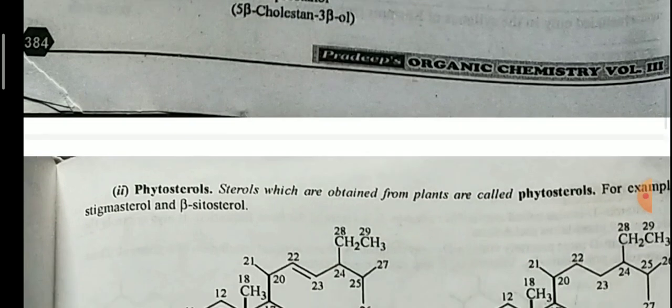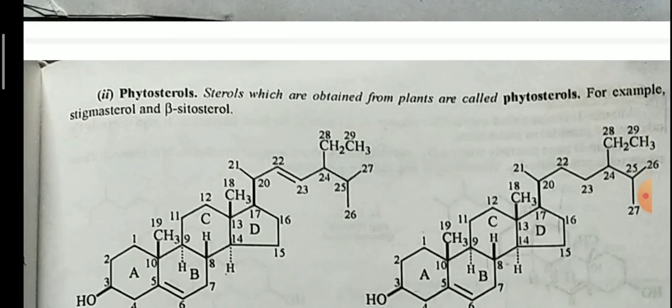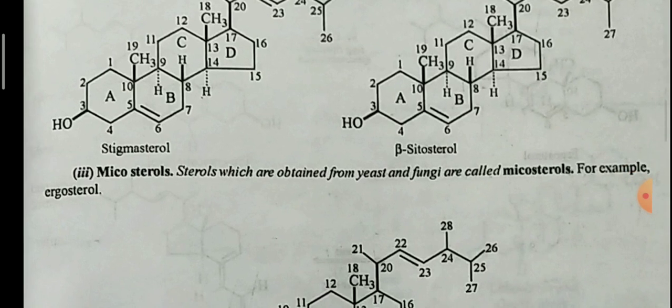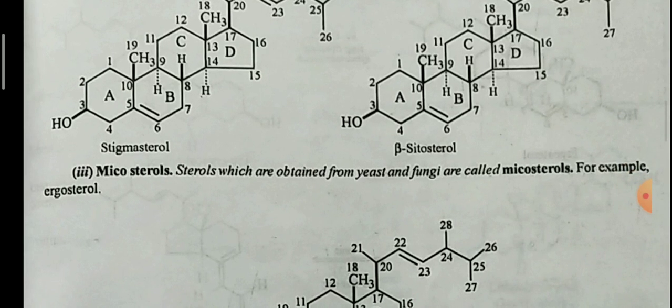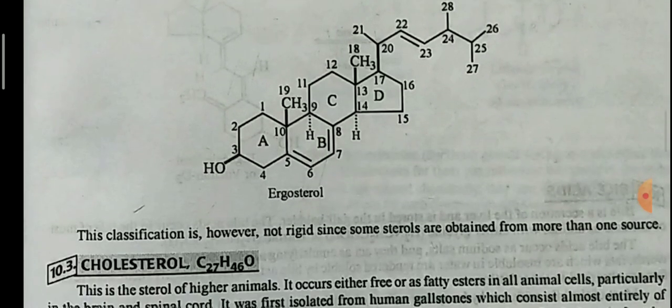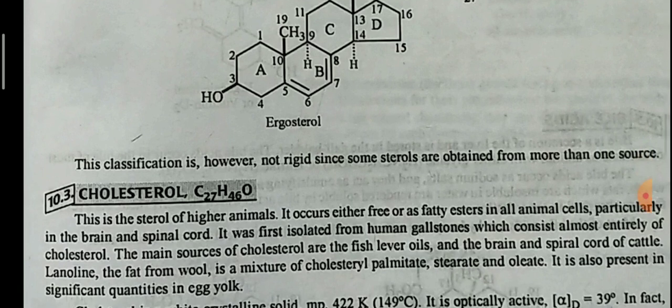Phytosterols. Sterols which are obtained from plants are called phytosterols. For example, stigmasterol and beta-sitosterol. Mycosterols. Sterols which are obtained from yeast and fungi are called mycosterols. For example, ergosterol. This classification is however not rigid since some sterols are obtained from more than one source.